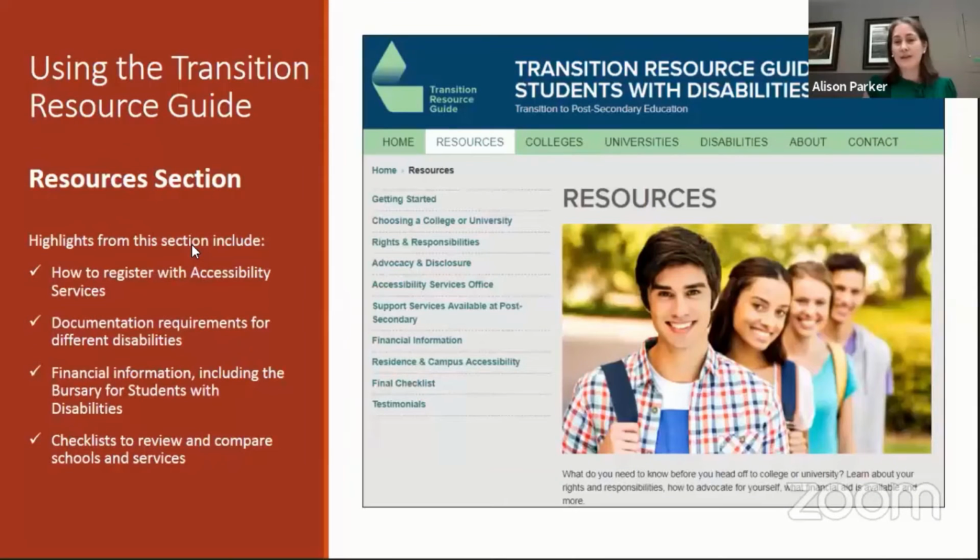And I want to highlight a few sections of the website. This is a screenshot of the resources section, and this is where you'll find information that applies to all post-secondary schools across Ontario. Information such as how accommodations are set up at post-secondary, the types of documentation requirements for students with disabilities, and information about financial aid such as OSAP or the bursary for students with disabilities.